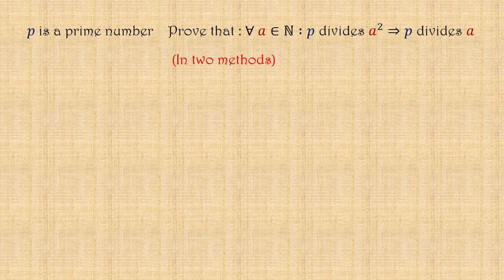Let's suppose that we have a prime number that we note p. We would like to prove, in two different methods, that whatever the natural number a, if p divides the square of a, then p divides a.